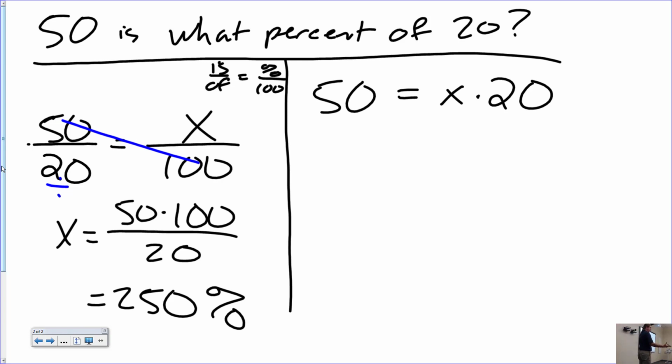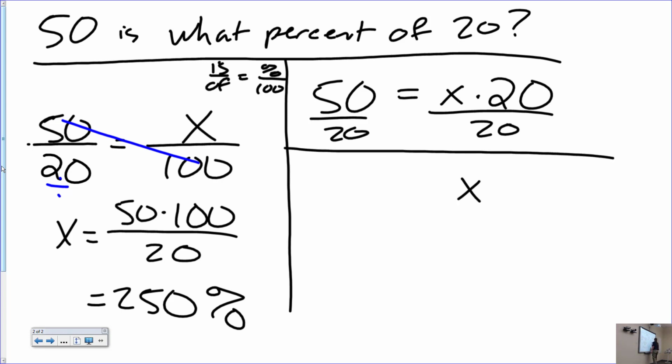So to get x by itself, divide by the 20. And what do you notice? You get 2.5. Uh-oh. You've got to convert it to percent. All right, good. This is the decimal representation of your percentage, folks.